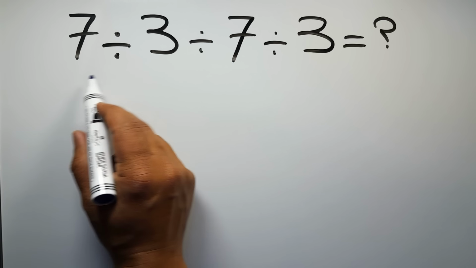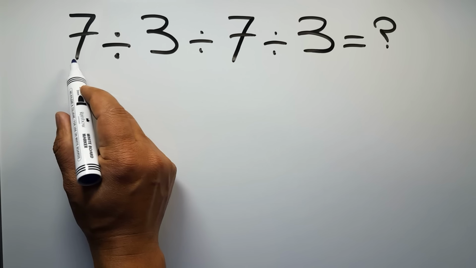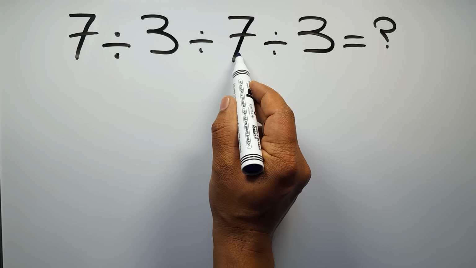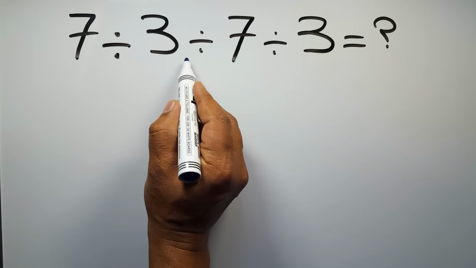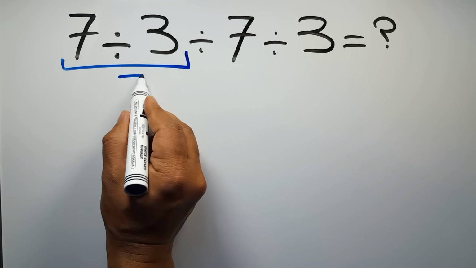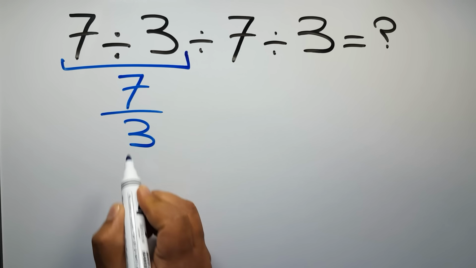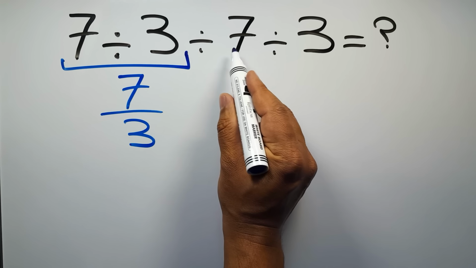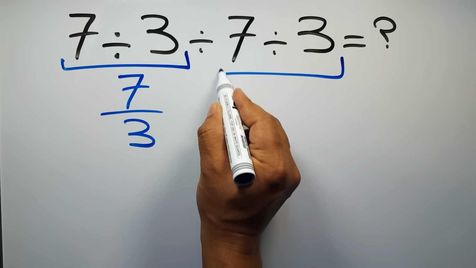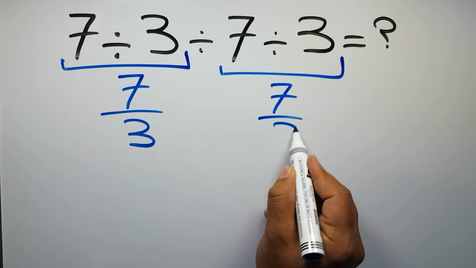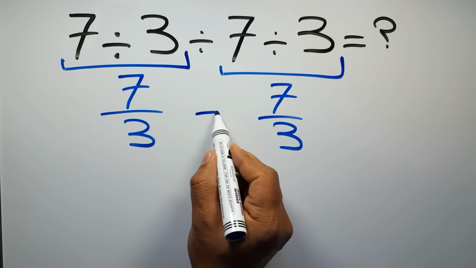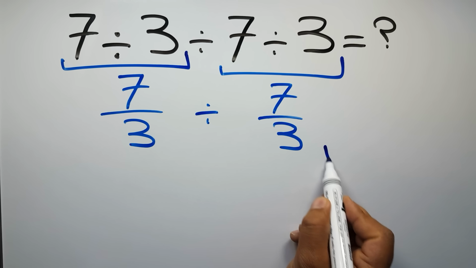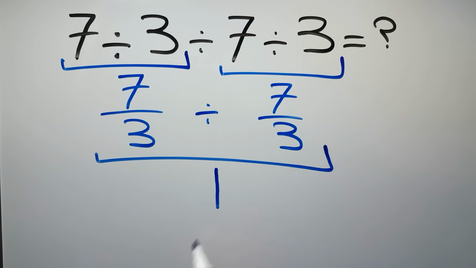In this video, we want to find the value of this expression: 7 divided by 3 divided by 7 and again divided by 3. 7 divided by 3 can be written as 7 over 3. And again here we have 7 divided by 3. So 7 over 3 divided by 7 over 3 is just 1. But this answer is not correct.